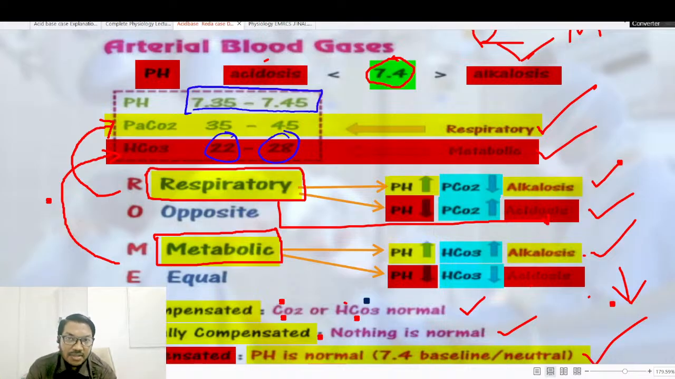Now, every acidosis or alkalosis can be from metabolic or from respiratory causes. First, we will focus on any one, then the other one will be the opposite. Some people remember it like ROME. So you think about respiratory. Now we will talk about respiratory acidosis.